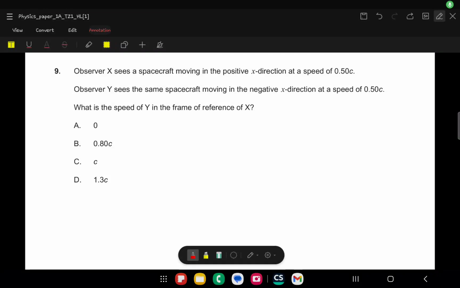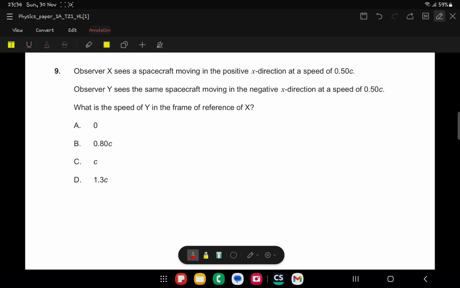The next question is question number 9. Question number 9 says, Observer X sees a spacecraft moving in the positive X direction at a speed of 0.5 c, where c stands for the speed of light. Observer Y sees the same spacecraft moving in the negative X direction at a speed of 0.5 c. Mind you, these are two different observers observing the same thing, which is a spacecraft.